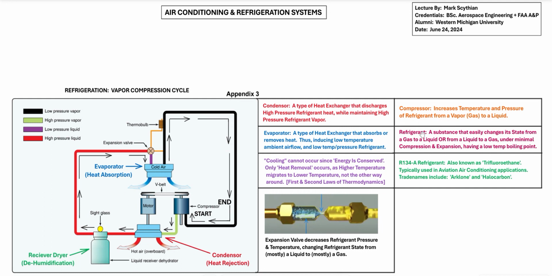So next we have the compressor. Obviously this is an electrically driven compressor, electric motor, then driving the mechanical compressor. So the compressor's function is to increase the temperature and pressure of the refrigerant from a vapor or gas to a liquid, and then the refrigerant is a substance that easily changes its state from a gas to a liquid or from a liquid to a gas under minimal compression and expansion, having a low temperature boiling point.